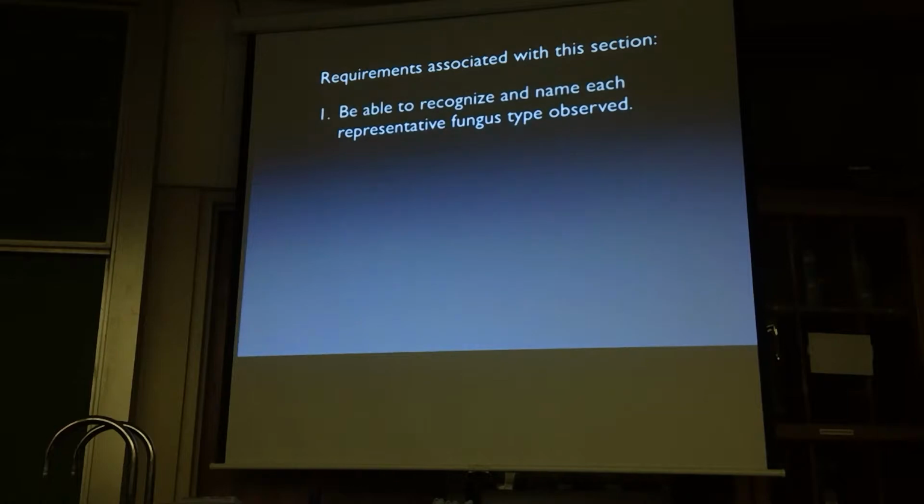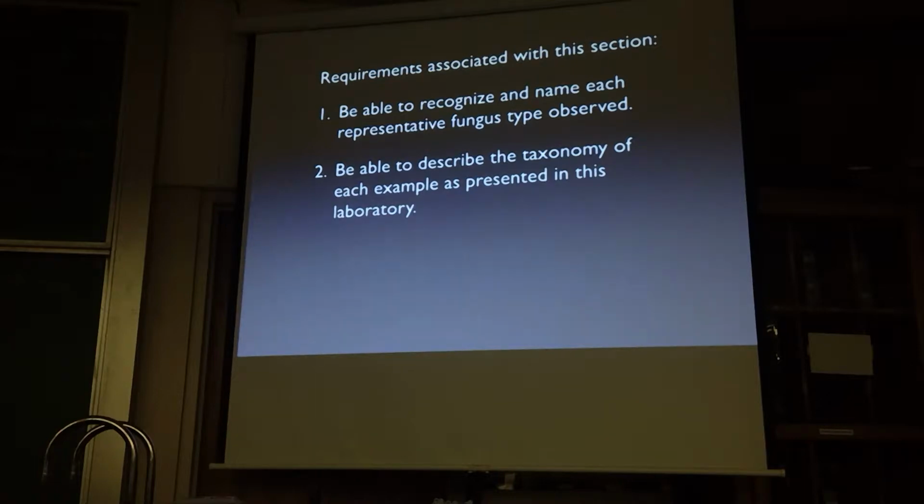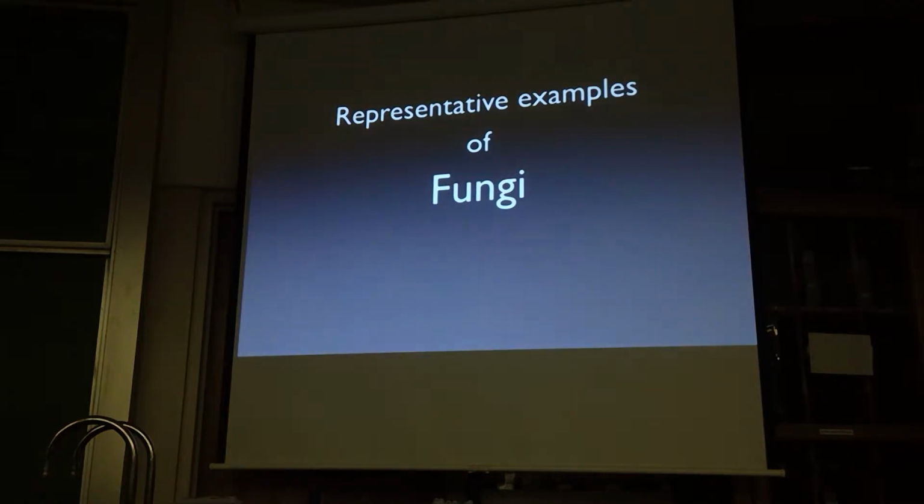So what do you need to know? You need to be able to recognize the representative fungi. Again, you'll be able to identify them on site. You need to be able to describe the taxonomy as much as it's presented here, which is domain Eukarya, kingdom fungi, and then there are 4 phyla that you need to know. And then genus names and species names. So we're skipping class, order, family. You don't need to know that. You need to be able to recognize and name both sexual and asexual reproductive bodies for the fungi. Okay, the good news is there aren't that many examples.